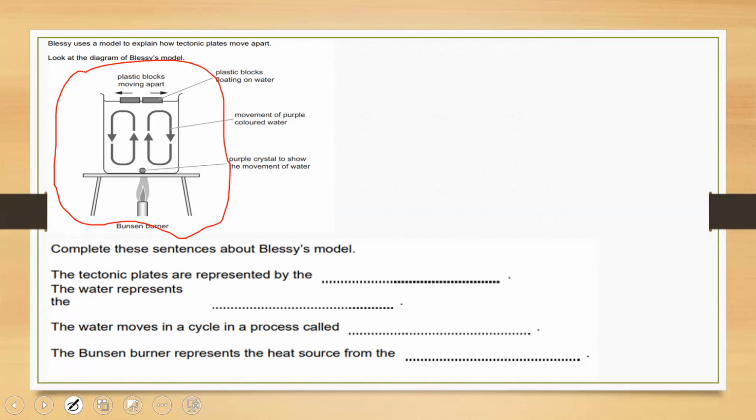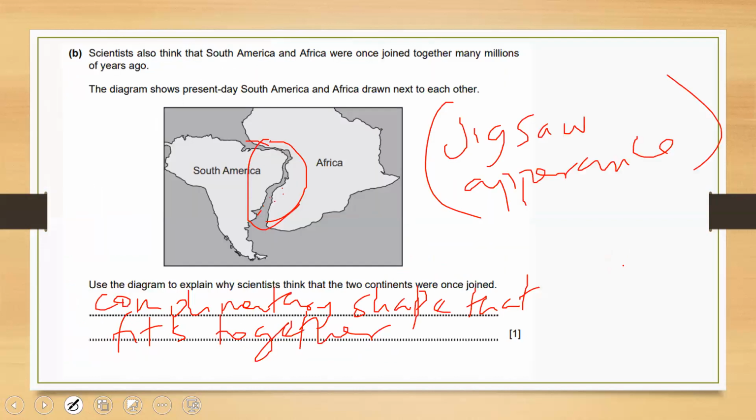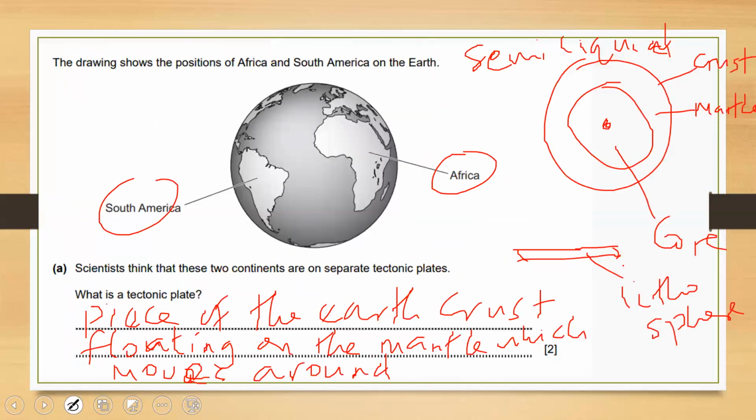Moved by what we call a convection current. If you look at this, the earth crust here is the plastic blocks. So the plastic blocks represent that. The water moves in a cycle. What is this water representing? Remember, in the last one that we solved, we said a piece of the earth crust is floating on the mantle.